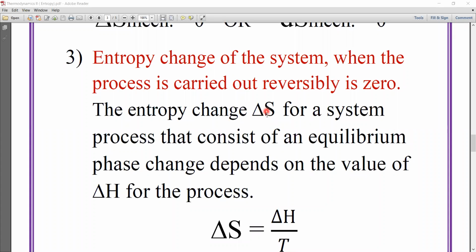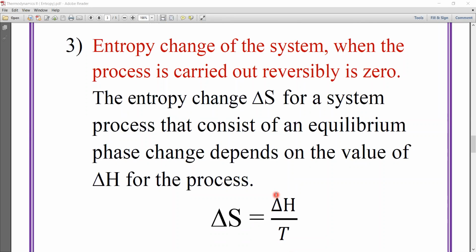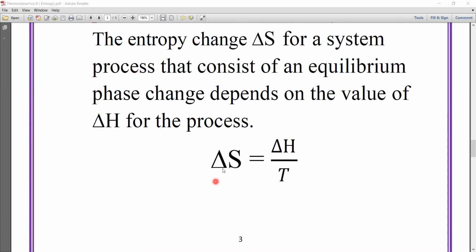Delta S, remember that, आगे आएगा आपको बहुत, मतलब delta S में change in entropy, क्योंकि entropy को हम S से denote करते हैं. So that is the delta S for a system process that consists of an equilibrium phase. Change depends on the value of delta H for the process. So for this process it can be given as delta S is equal to delta H upon T, where delta H is the change in enthalpy, that is heat content, divided by T.